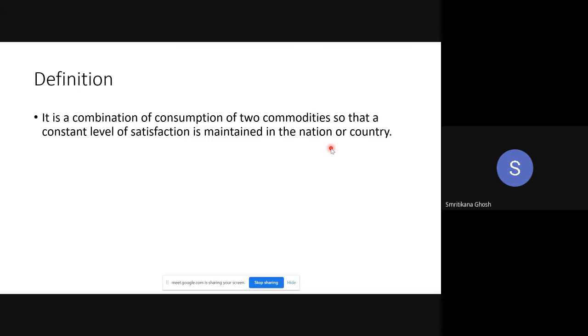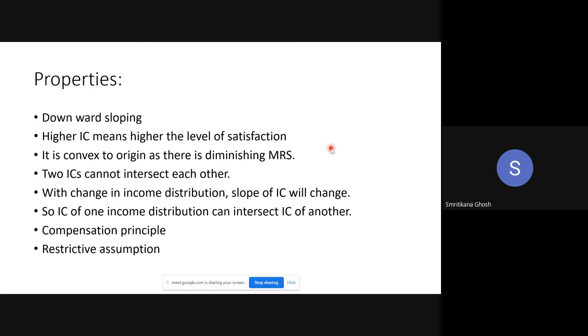So what are the properties of the community indifference curve? It is downward sloping. Higher indifference curve means a higher level of satisfaction. It is convex to origin as there is diminishing MRS. Two indifference curves cannot intersect each other. With a change in income distribution, the slope of the indifference curve will change. So the IC of one income distribution can intersect the IC of another.